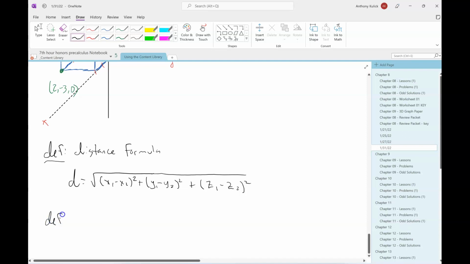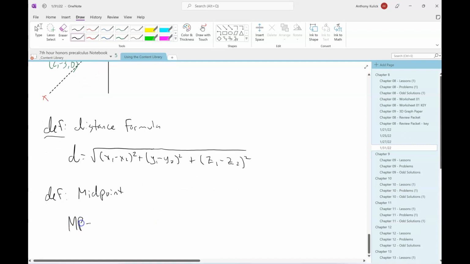In addition, in 2-dimensional space, if you're given 2 points, you could find the midpoint between those 2 points. So the x-coordinate is just going to be the average of the x-coordinates. And the y-coordinate would just be the average of the y-coordinates. So in 3 dimensions, we just have another component for the average of the z-coordinates.